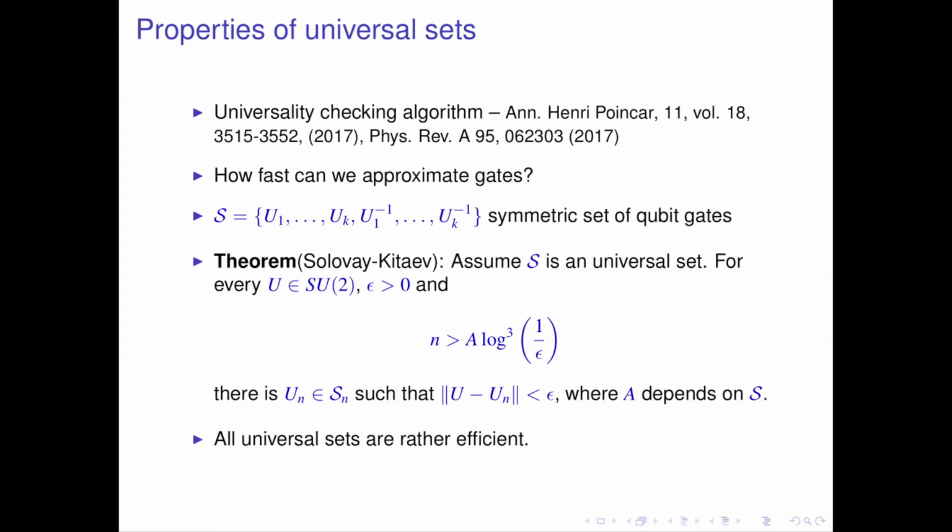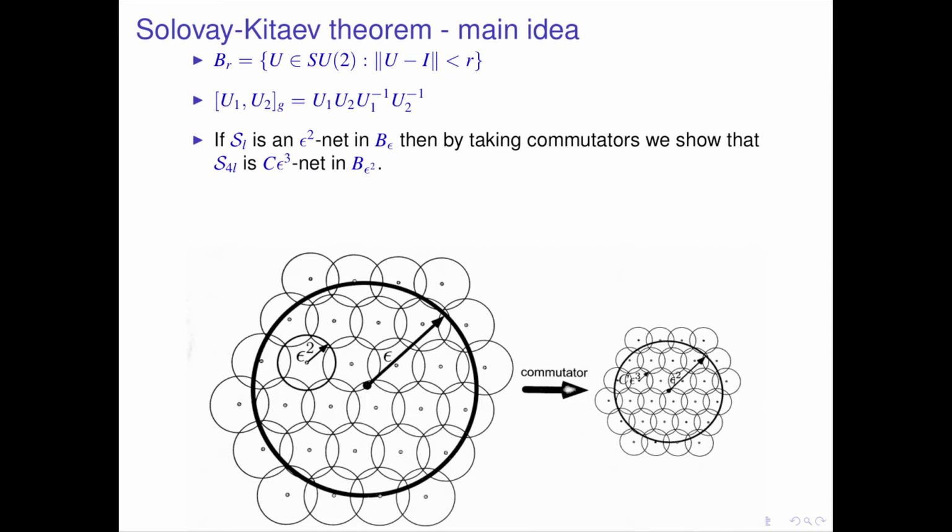Great. Let me now give you the main idea behind the proof of this theorem, because it's actually not so difficult. For this purpose, I will need a bit of extra notation. By B_R, I denote a ball in the SU2 group, centered at identity with radius R. And U1, U2 with the subscript G is the group commutator between U1 and U2, so it's U1, U2, U1 to minus 1, U2 to minus 1.